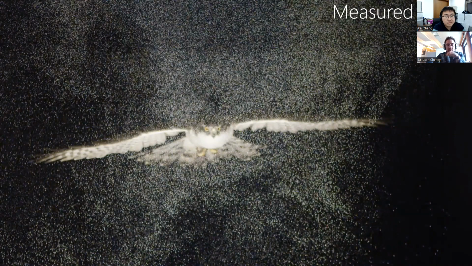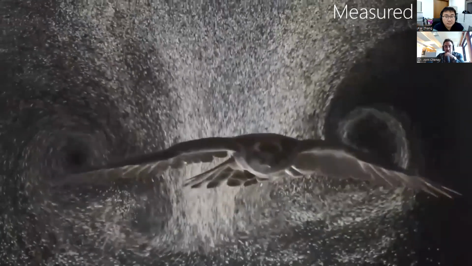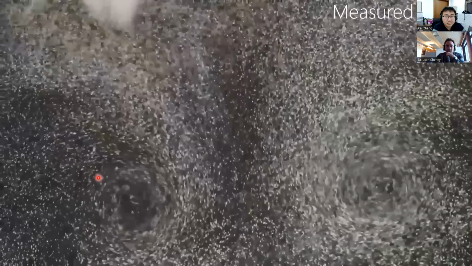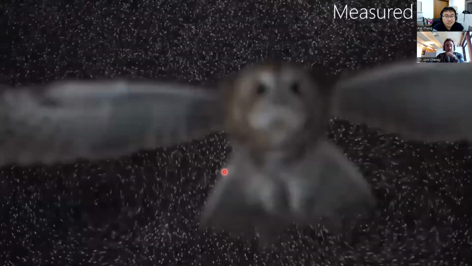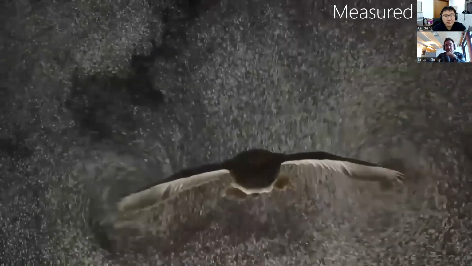So here's some videos of the goshawk and tawny owl. And you can resolve some very nice wingtip vortices. You can also pick out that there's quite a strong downwash behind the tail. And they make very, very pretty videos. So I always figure out a way to include this into every talk.